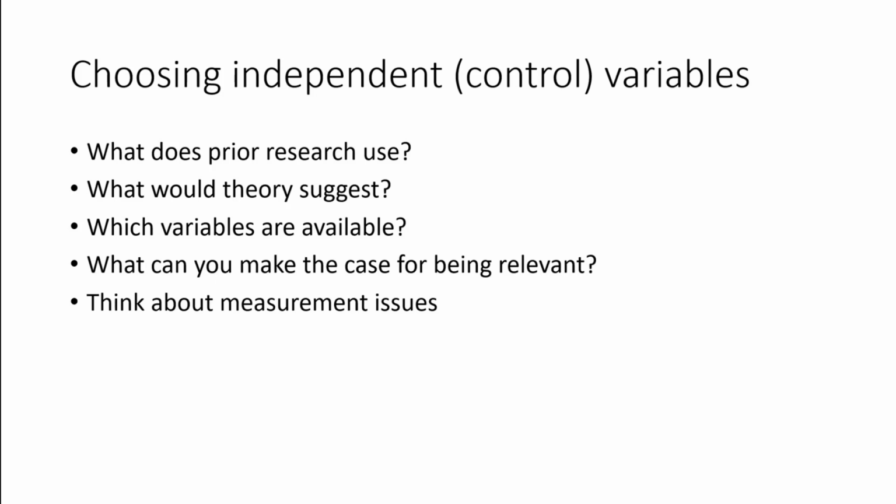You have to make a case that the variables you're looking at are relevant for your study, and also that they're available, because there are things that you would love to study, but they're just not measured in a data set, and they're things that you aren't able to collect. And again, some of the measurement issues that we talked about for the outcomes also affect variables that you control for.